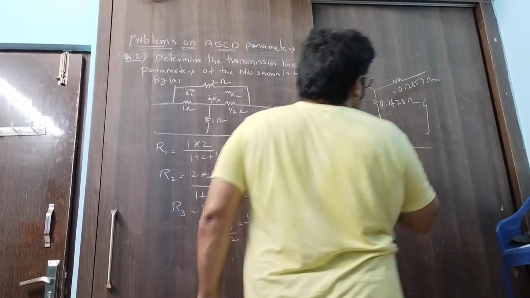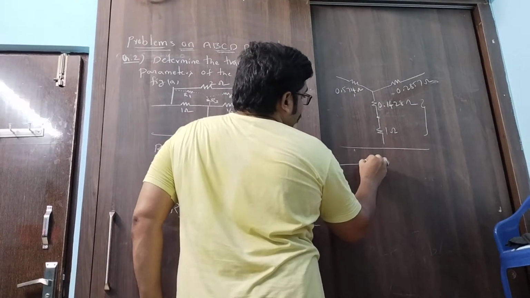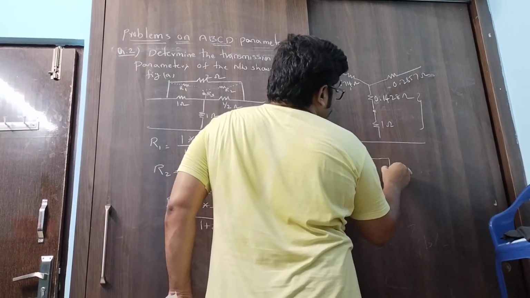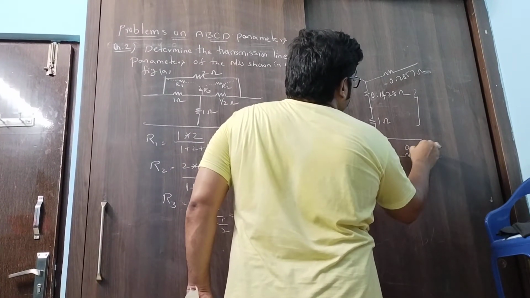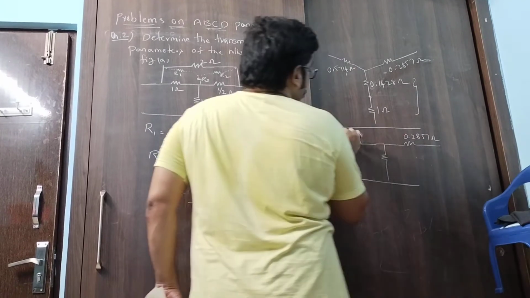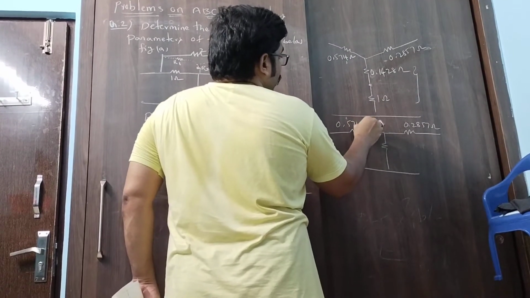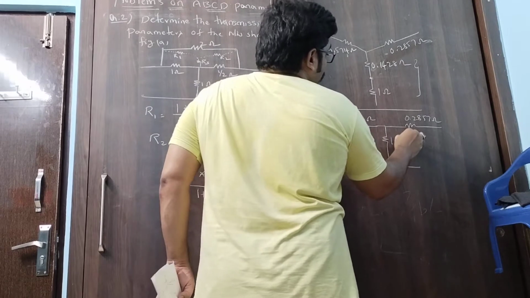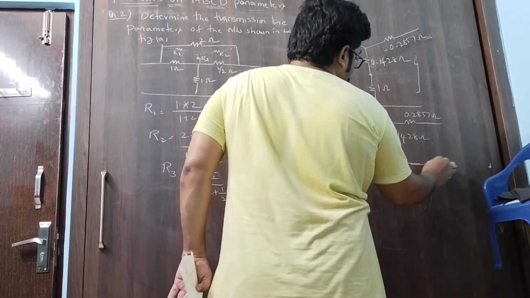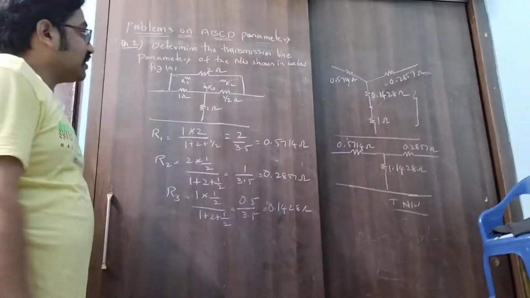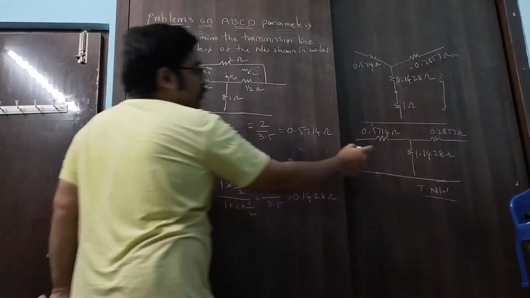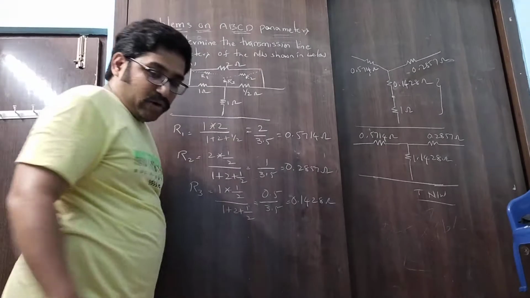So these two resistors are in series, so you need to add them. 0.2857 ohm, 0.5714 ohm, 1.1428 ohm. So this is your T network. After reducing the given network, we get the T network like this. Now what are we going to do?